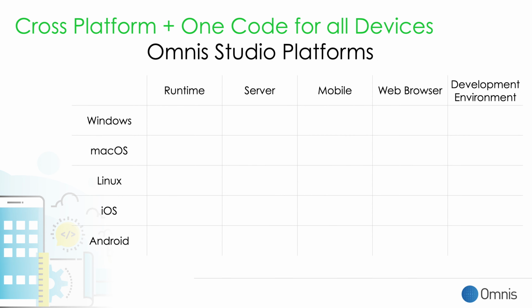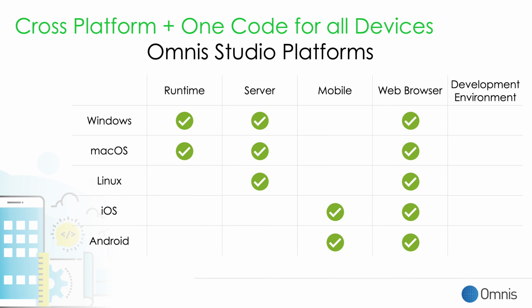Omnis Studio platform support. Now, we've talked for a while, so which platforms does Omnis Studio support? Well, on desktops, both Windows and macOS are supported. Windows and macOS plus Linux are supported on servers. Omnis also offers a wrapper. This allows you to build mobile applications for both iOS and Android. In addition, there is the Omnis Studio web client, which of course runs in every modern browser, regardless of the operating system. And the development environment is currently available for Windows and macOS.